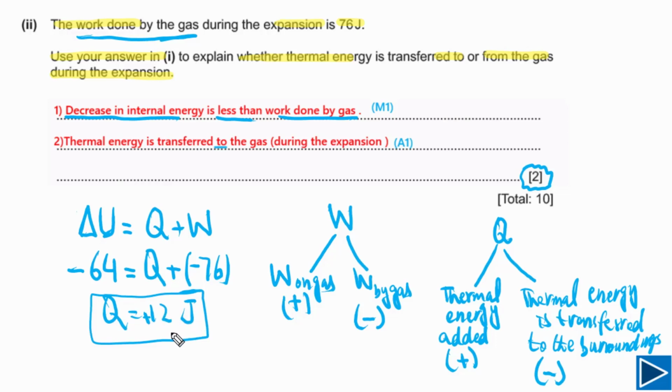This is plus 12. This is telling us thermal energy has been transferred to the system, or we can say thermal energy has been added, as I explained here. If it is positive, it means thermal energy has been added to the system. So this is one point you need to write down, and this is the M mark. It means that it must be in your answer. And the second mark is the answer mark. If in your answer you have written that thermal energy is transferred to the gas, you must write down "to" here, not "from". If you write "from" here, you will not get this mark. So "to" has to be in your answer. So this is underlined. It must be in your answer.